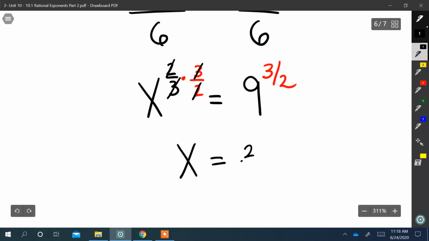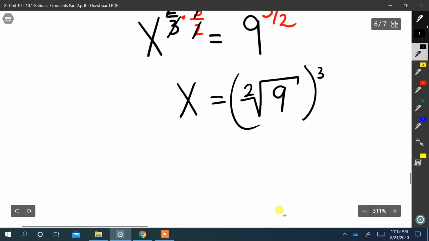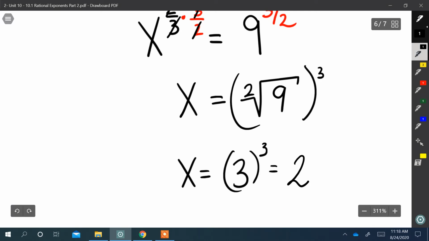Alright, so we can change this into exponential form now. The square root of 9 would just be 3. And then 3 to the third would just be 27 as our final answer.